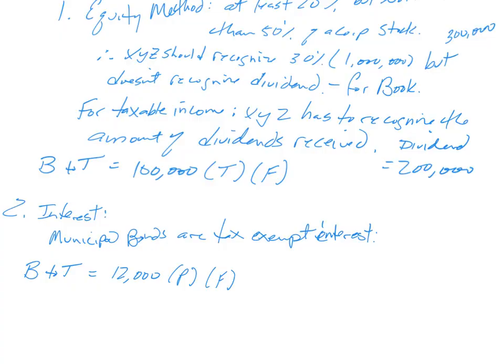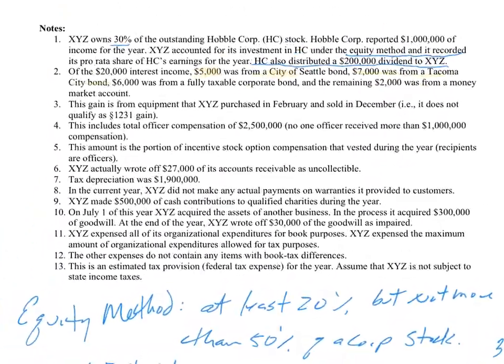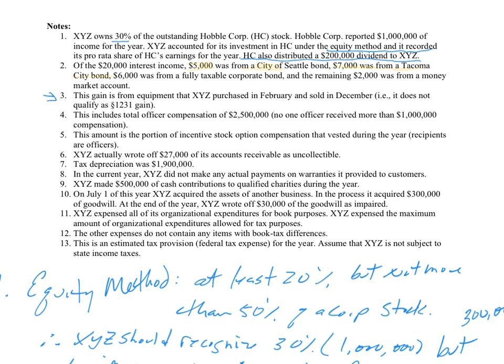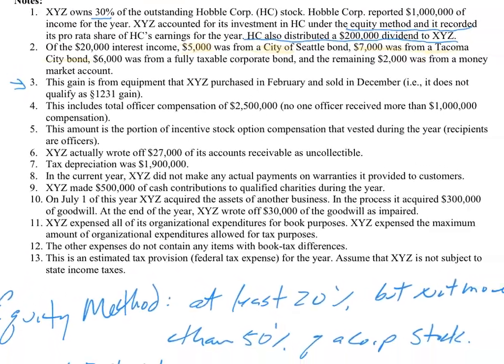Notes, because there is a note about the capital equipment. And so, no, there isn't. That's about the gains. Let's go look at the notes. And it says, this gain is from equipment that XYZ purchased in February and sold in December. So they haven't had it for a year, excuse me. So it doesn't qualify as a 1231 gain. So it's not going to be a capital gain, so it won't get netted with that loss. All right. And it's going to compensation. So let's go take a look.